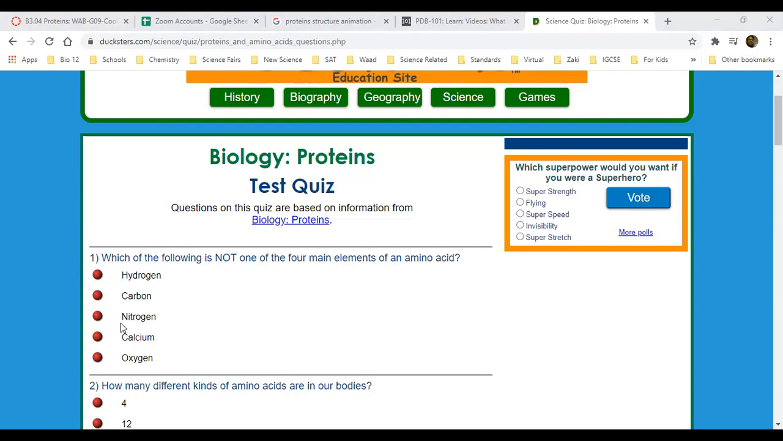So which one of them is not one of the four main elements of an amino acid? Which of the following is not contributing to make an amino acid? Is it hydrogen or carbon, nitrogen, calcium, or oxygen? That's a simple question.